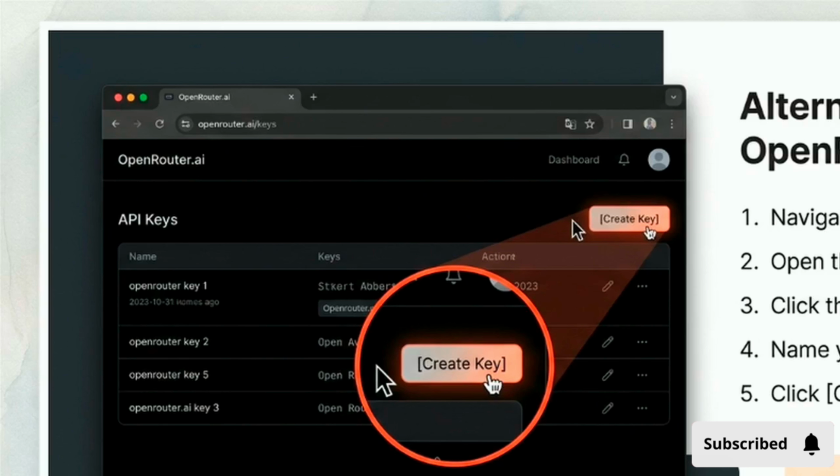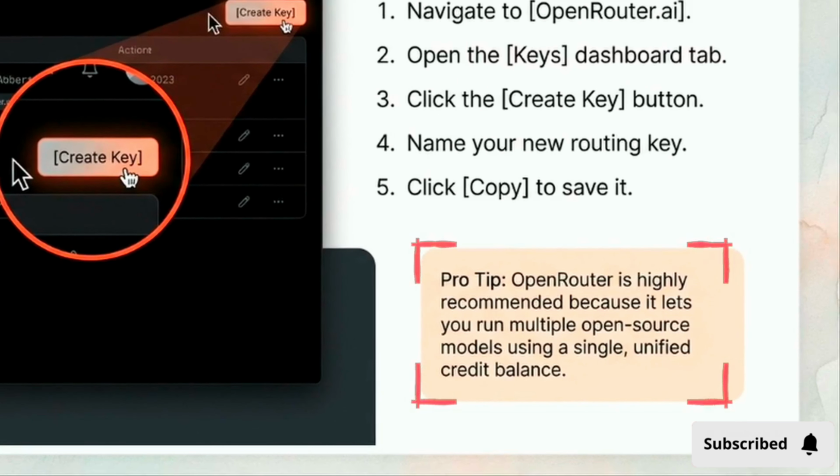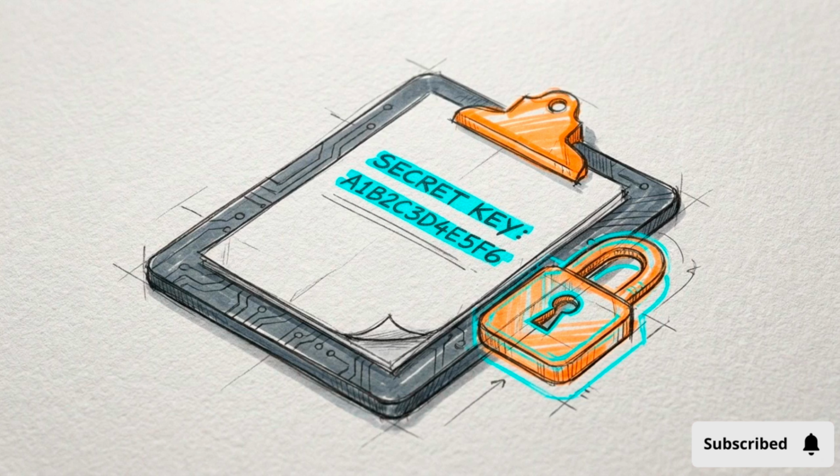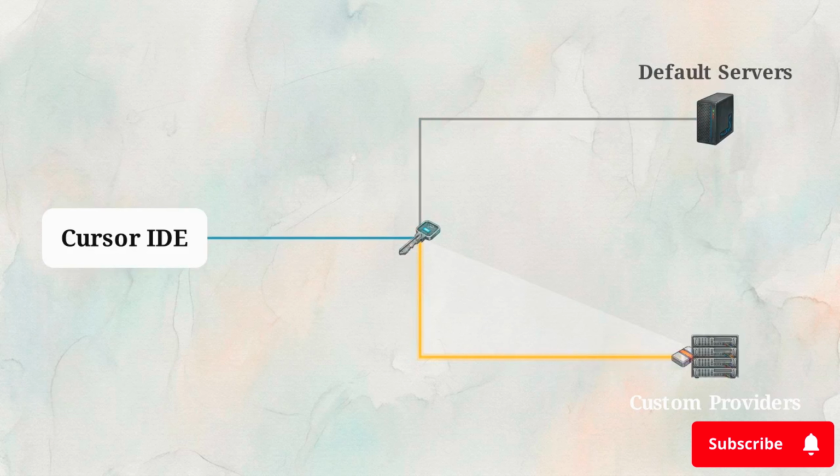If you plan to run multiple open-source models, navigating to OpenRouter AI to generate your key is an excellent alternative. It allows you to draw from a single unified credit balance across different providers. Whether you use Z.AI directly or OpenRouter, keep this secret key secure on your clipboard. This key acts as the passport required to bypass Cursor's default server routing.